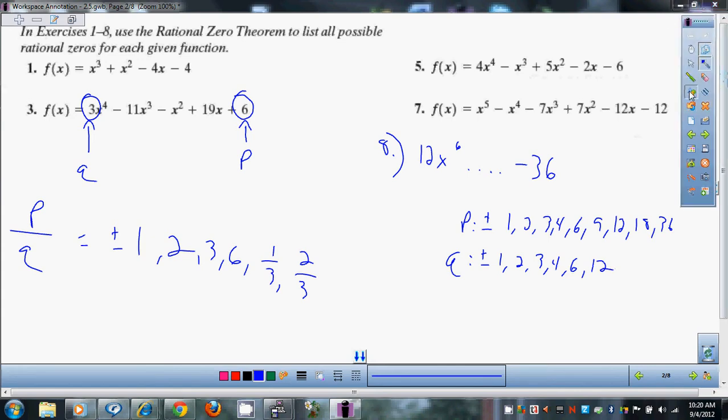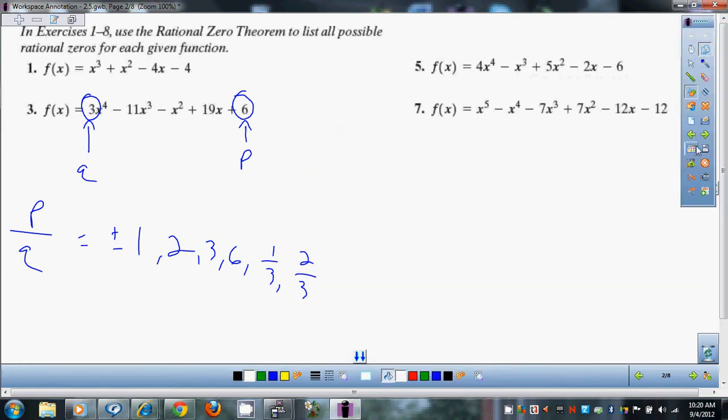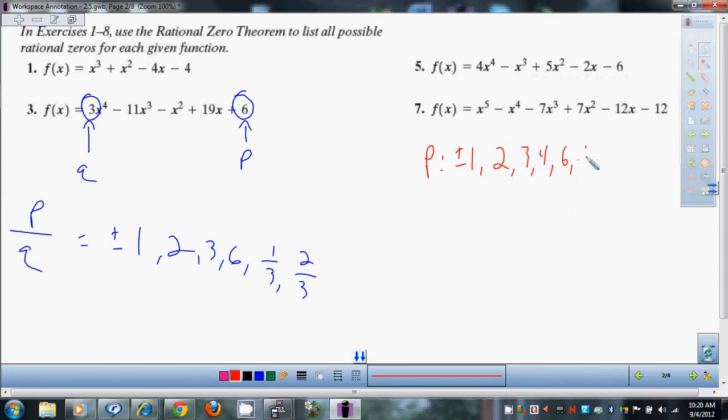Let's look at number 7. What are my p-values? Plus or minus 1, 2, 3, 4, 6, and 12. All the factors of 12. What are my q values? That's right. It's just the leading coefficient of 1. Those are nice. When your leading coefficient is 1, that's awesome because that basically means your p over q are your p's. There's not much you have left to do.